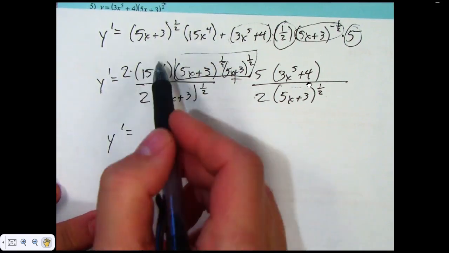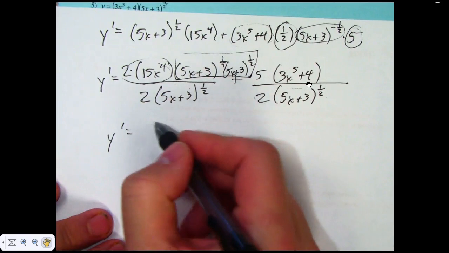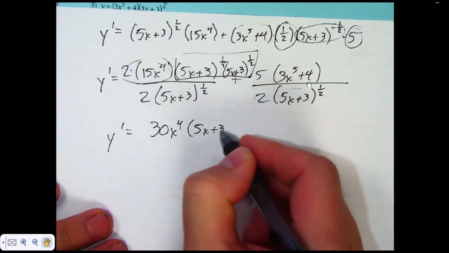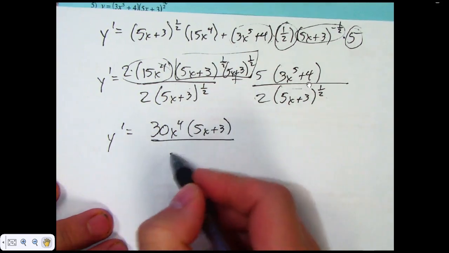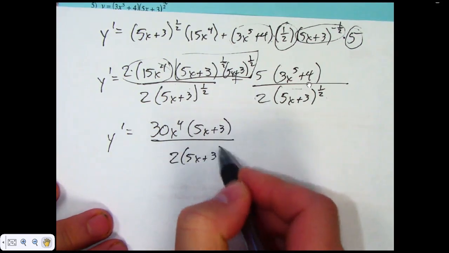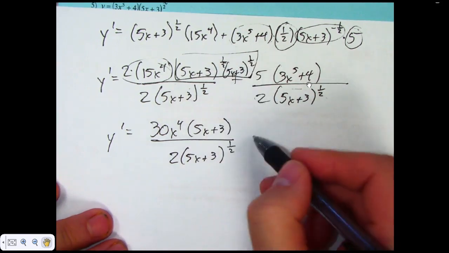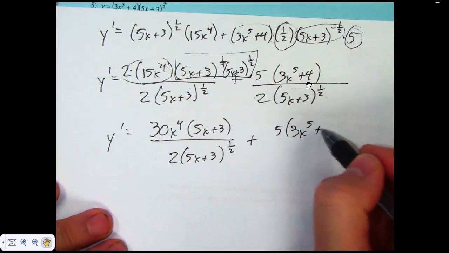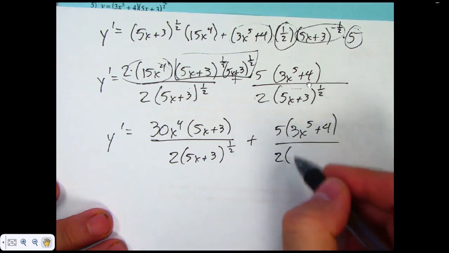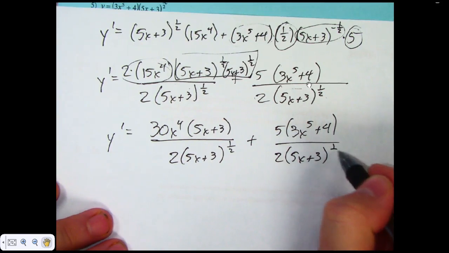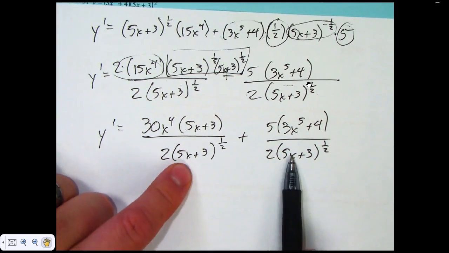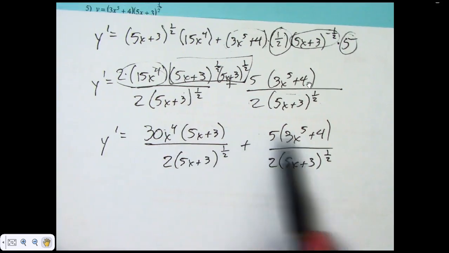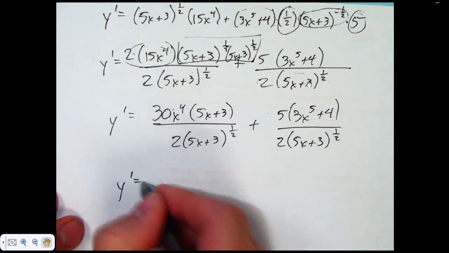So if I simplify, this gives me 30x to the 4th. And then I have 5x plus 3 to the first power, because I added up those powers. Plus, over here, I'm not really changing anything. I'm just rewriting it before I work on it a little bit more in the next step. So my denominators are the same now. I'm going to be able to add these fractions. All I need to do is the algebra and clean up the top a little bit.